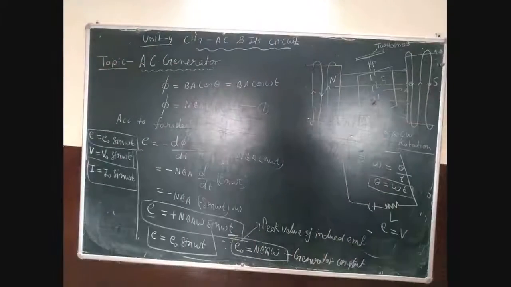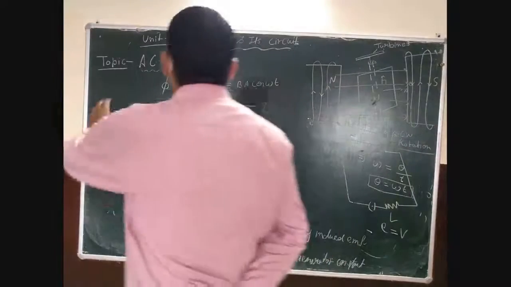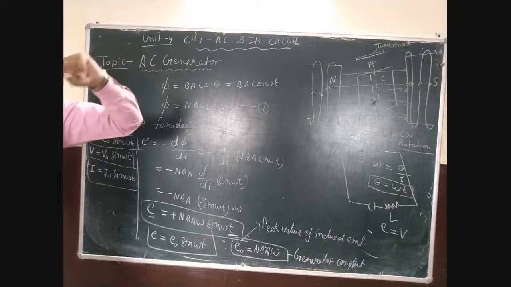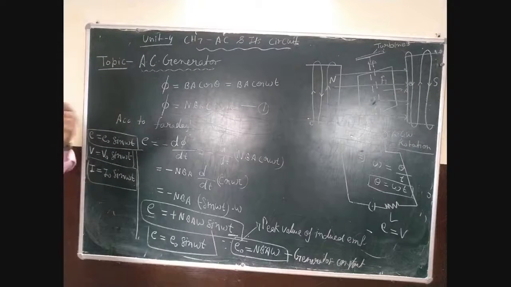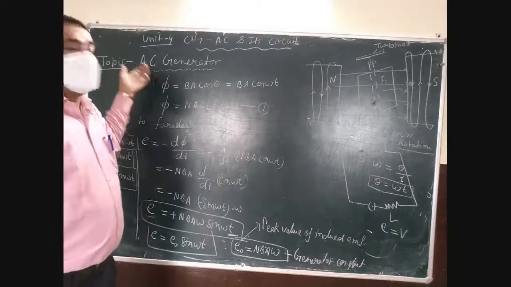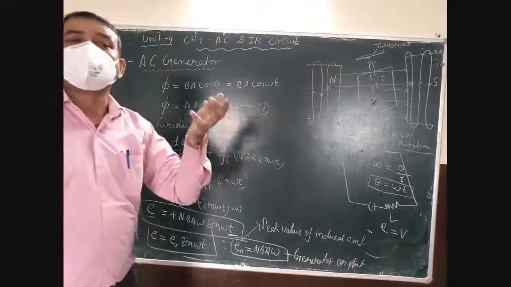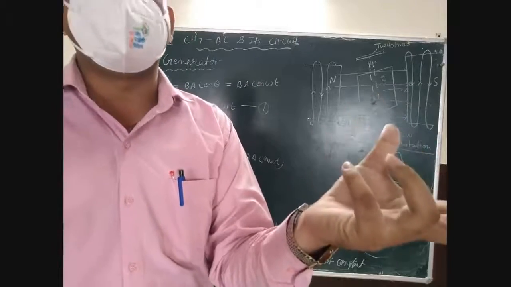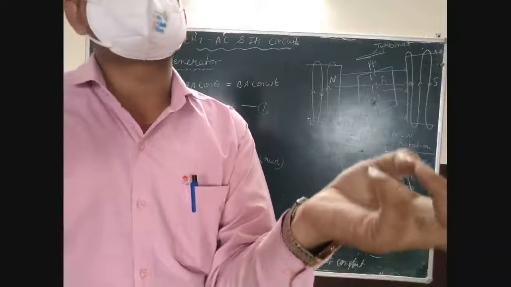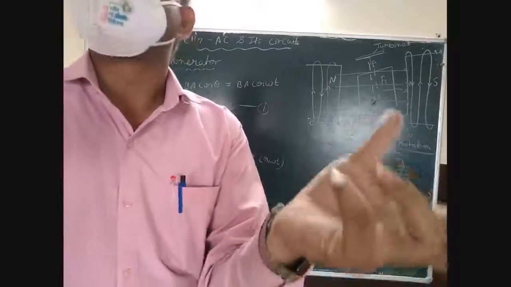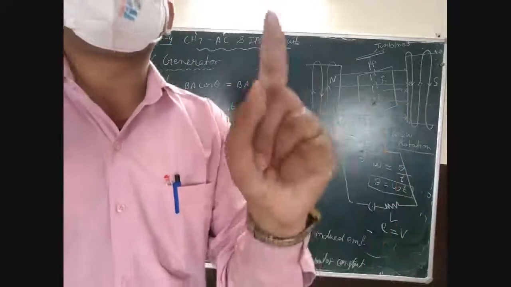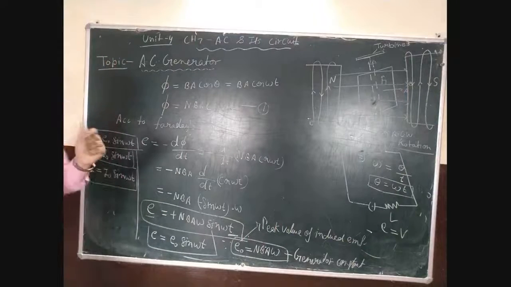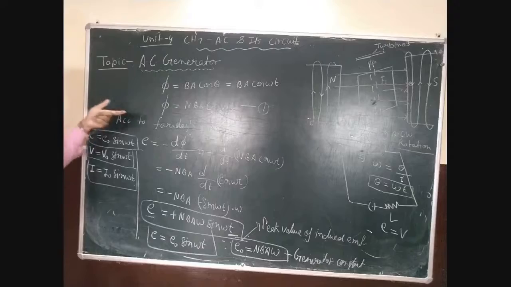In simple terms, what is an AC generator? It is a device which converts mechanical energy into electrical energy. The principle is that the AC generator is based on the fact that when a coil rotates in a magnetic field, the magnetic flux linked to it changes, so an EMF is induced. That EMF is calculated by using Faraday's law. Okay, then the description and diagram.